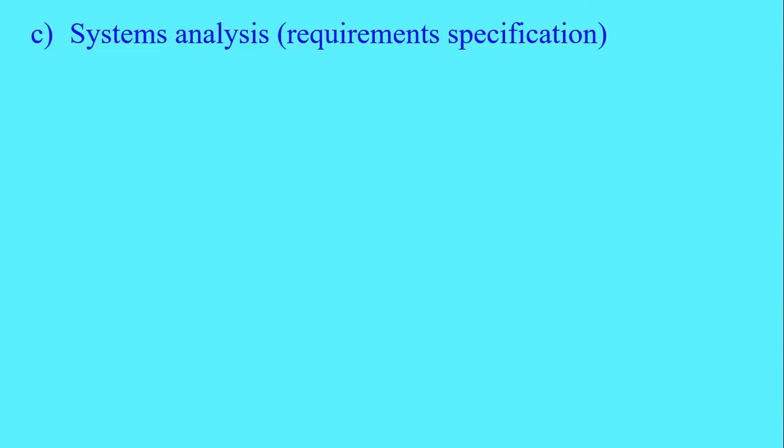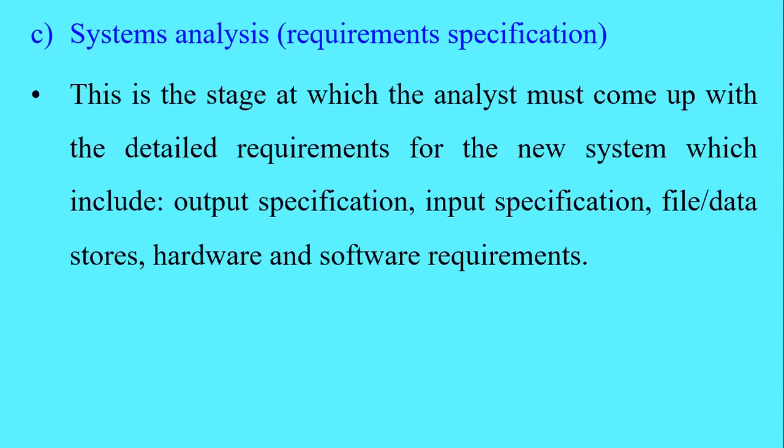Let's now look at system analysis, which is usually stage 3 in the system development life cycle. Systems analysis is also called the requirements specification. This is the stage at which the analyst must come up with the detailed requirements for the new system, which include output specification, the input specification, the file and data stores, hardware and software requirements.